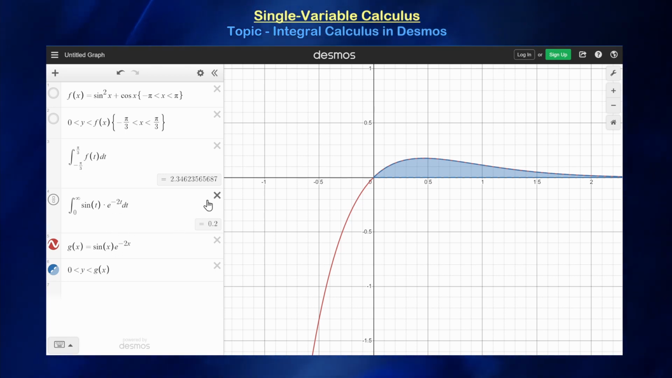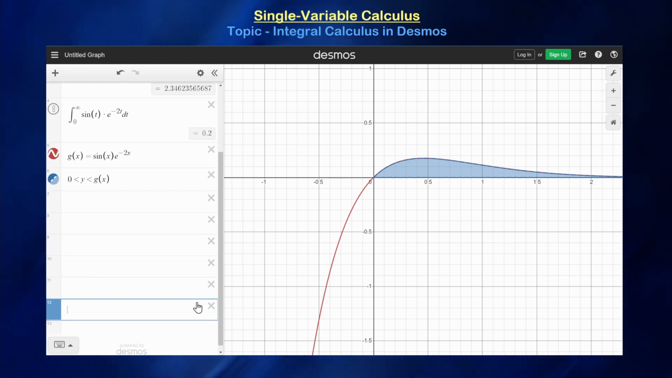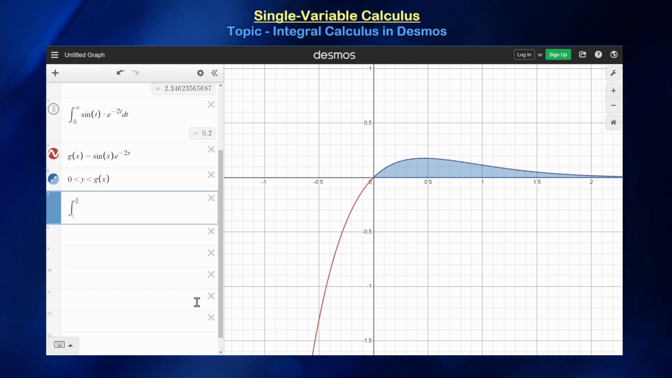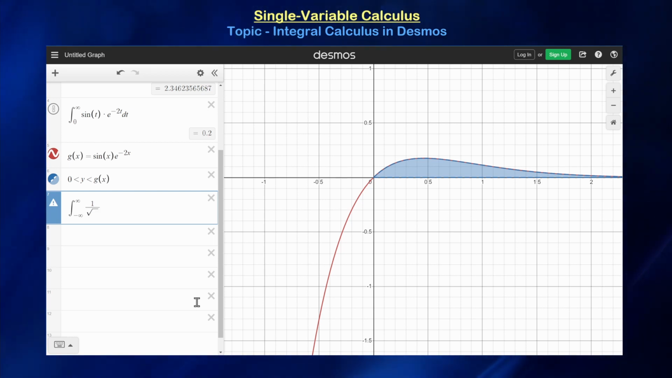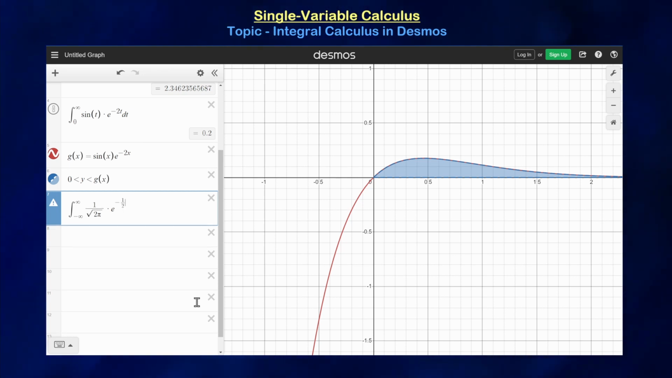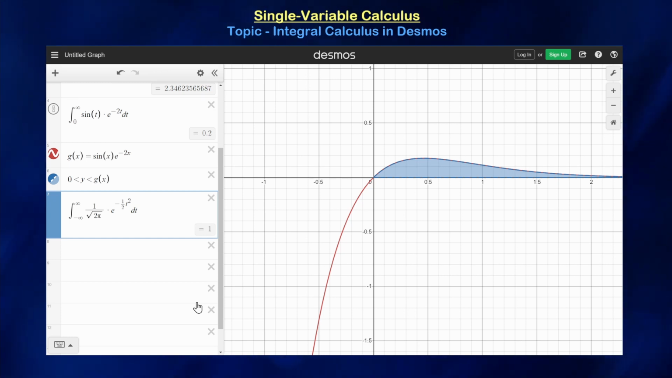Now there are several other integrals that you may want to explore. For example, the integral from minus infinity to infinity of 1 divided by the square root. If you want to do square root, it's SQRT, of 2 pi. If you want to do pi, it's pi. And then times e to the minus 1/2 t squared in the exponent, dt. Now notice that we get a very beautiful number, in particular 1, right?